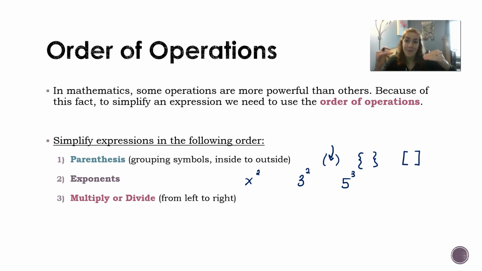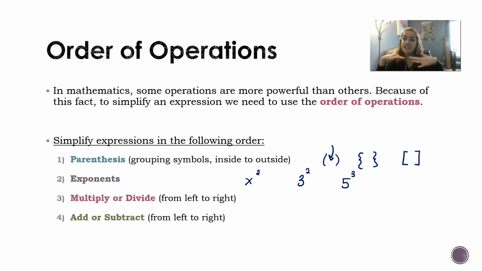These have the same power. That's because they're opposites of one another. Multiplication undoes division and vice versa. So they have the same power. So that's why they're at the same step. So be careful. And then the last step in the order of operations is addition or subtraction.